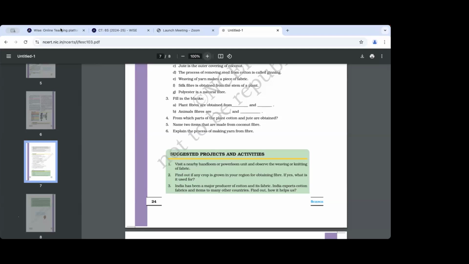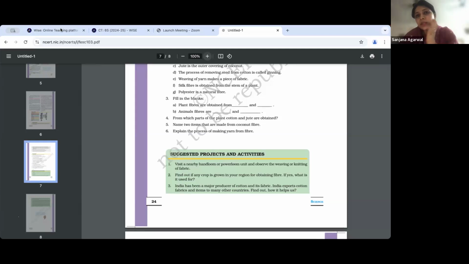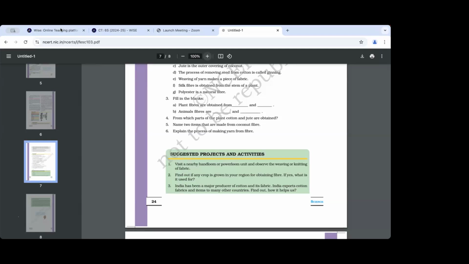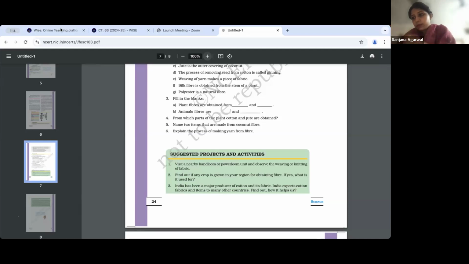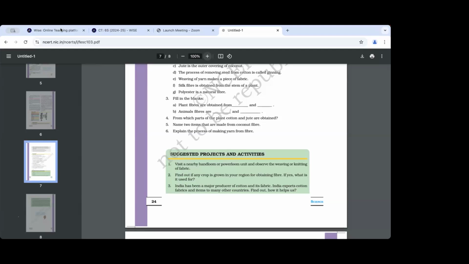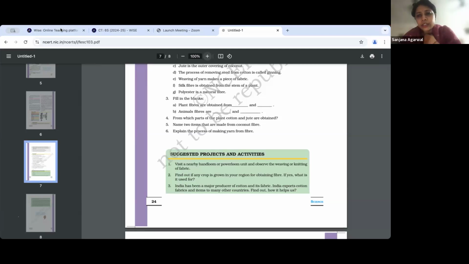Ma'am, weaving of fabrics is done on looms. There's a machinery setup by which we weave the yarns. I think Adyakshan and Trilokya have missed the video. So whenever I get the chance in the next class, I'll show you the video. You'll understand it better. Okay, ma'am.